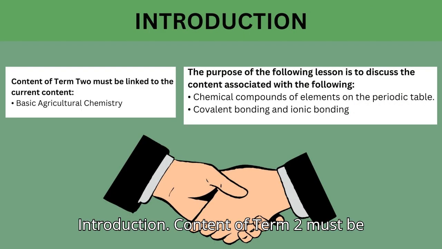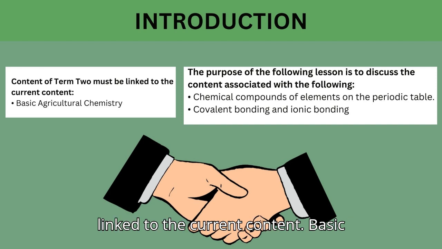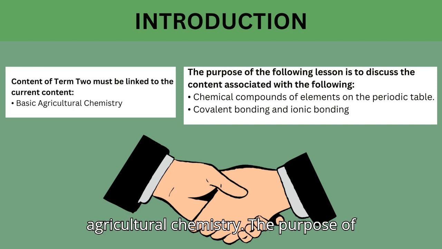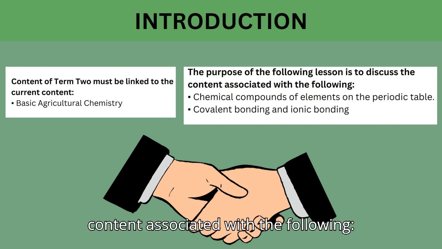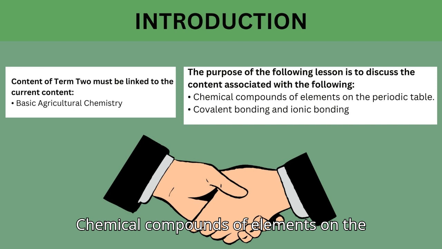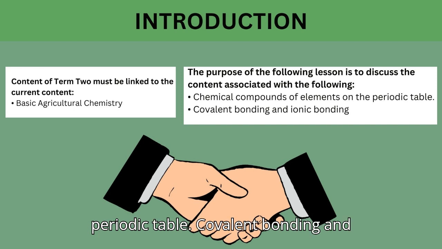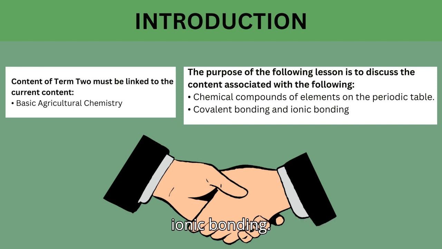Introduction. Content of Term 2 must be linked to the current content. Basic agricultural chemistry. The purpose of the following lesson is to discuss the content associated with the following: chemical compounds of elements on the periodic table, covalent bonding and ionic bonding.